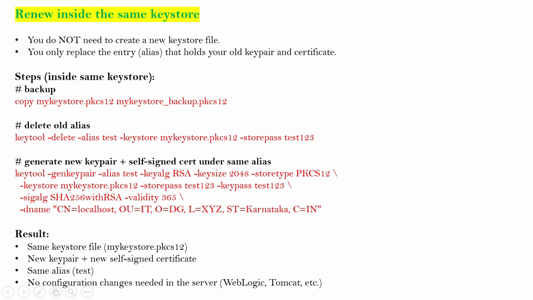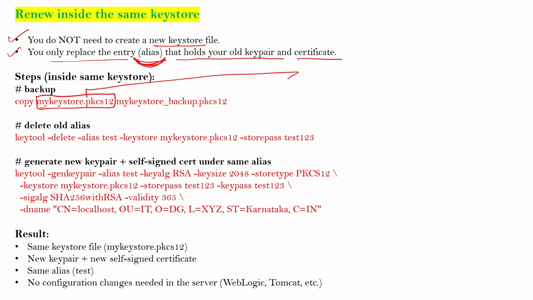Here, the very first thing, you don't need to create a new key store. We are going to utilize the same key store that we created earlier during the configuration of the self-signed certificate. You only replace the entity which is called the alias that holds your old key pair and certificate. This is a major change in terms of renewal. You are going to change the alias that we created during the initial configuration of the self-signed certificate. When we created this identity key store, at that time we gave the alias test, if you remember, right?